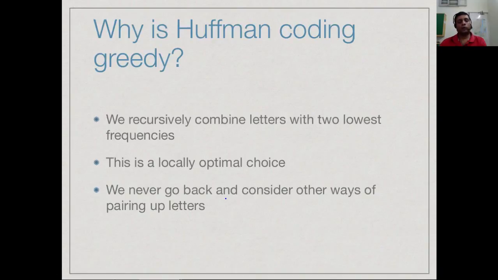So we make a locally optimal choice, and we keep going with this choice, never going back to revisit it, and finally we get a global solution. Now we have proved that this global solution is actually optimal, and we have to do that because there is no other reason to expect that by making this short-sighted choice at the current time, taking the two lowest frequencies and combining them, you are always going to get the best solution. So this is very much a greedy strategy.